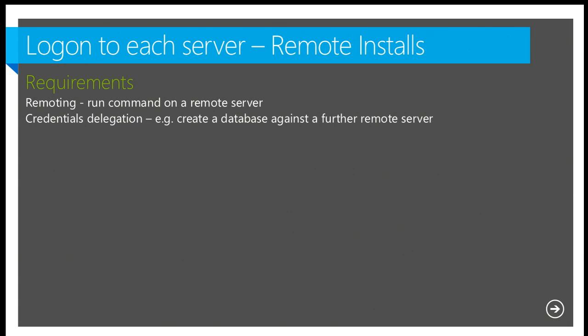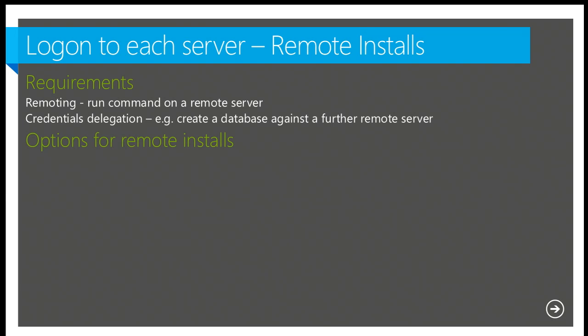There are two requirements that we have to do that. We have to be able to run a command remotely on another server, and we need credentials delegation when we do it. What I mean by that is if I'm installing the Operations Manager management server, the first one, on a remote server, it has to be able to create a database, potentially on some other server. So in Windows authentication terms, that's considered credentials delegation.